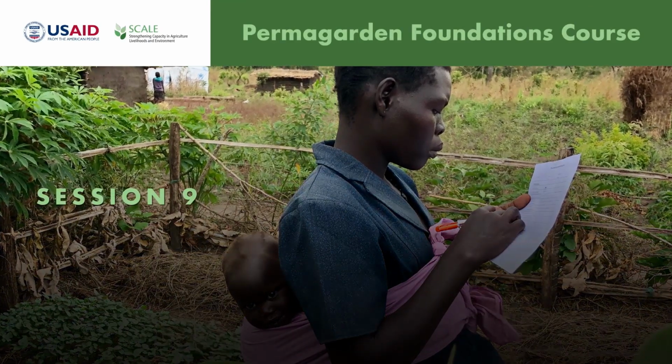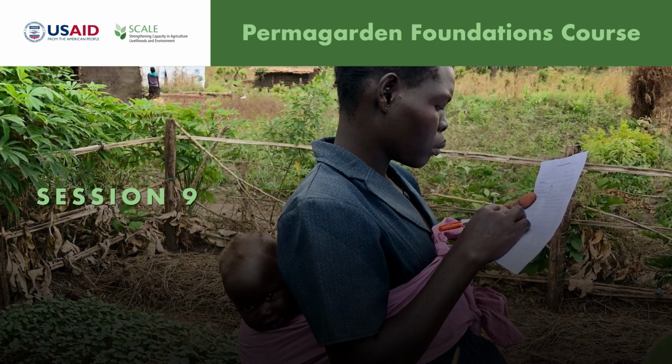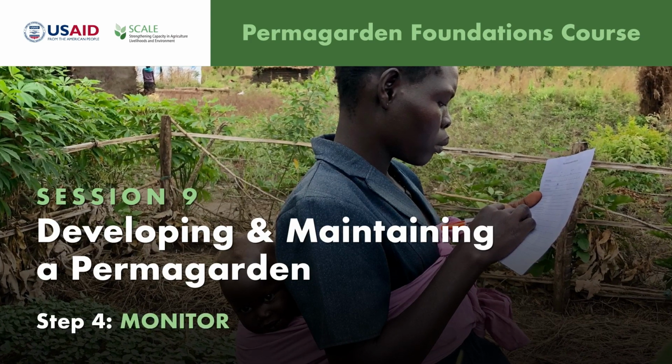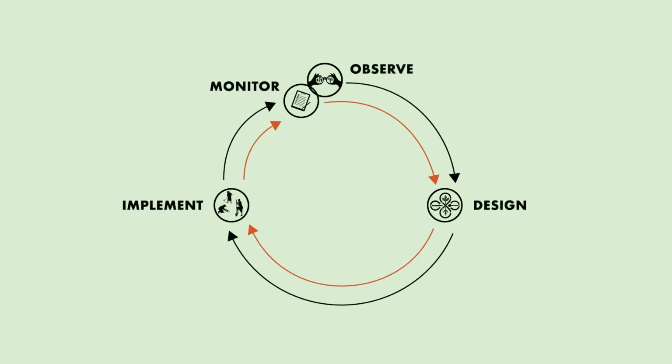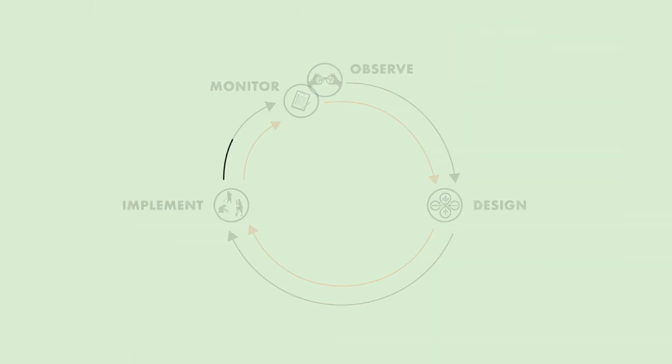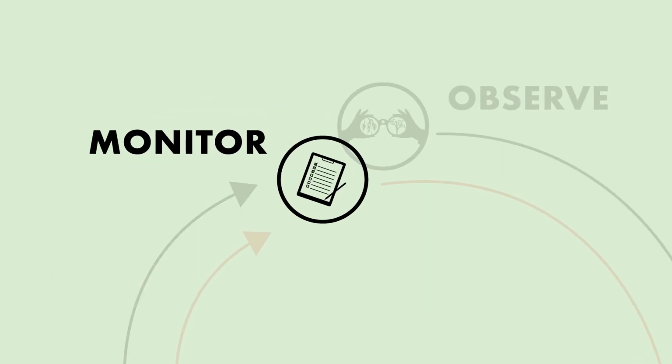Welcome to the 9th session of the online Permagarden Foundations course, Developing and Maintaining a Permagarden. Step 4, Monitor. In this session, we are going to look at the last step to developing and maintaining a permagarden, monitoring. In this step, we monitor our gardens to better understand where our permagarden activities are succeeding and where adjustments can be made. We will also see how this step is an opportunity to continue strengthening capacity among staff, partners, and households in implementing and adapting permagardens.